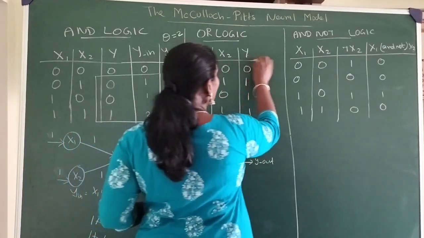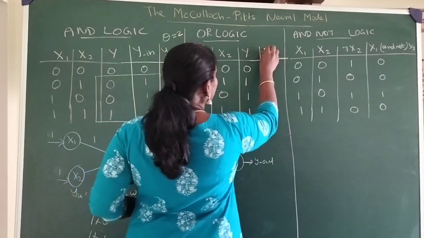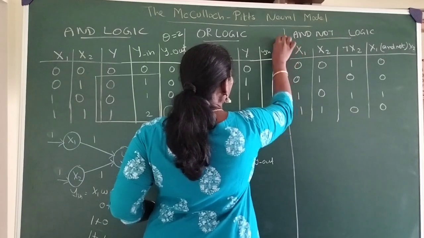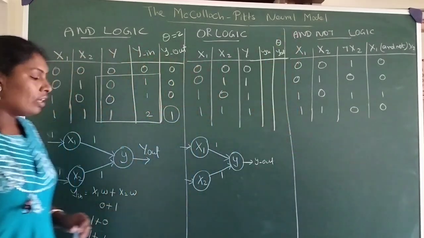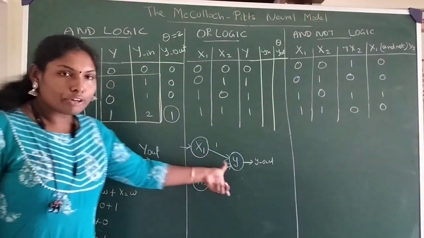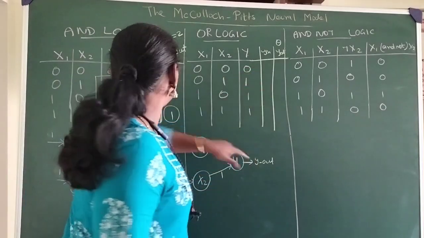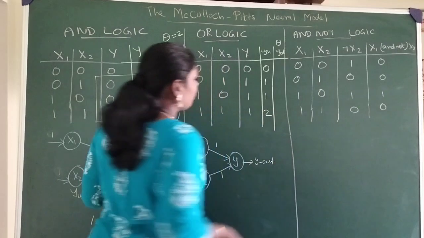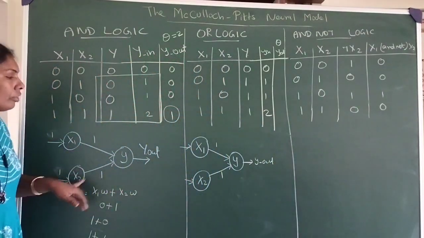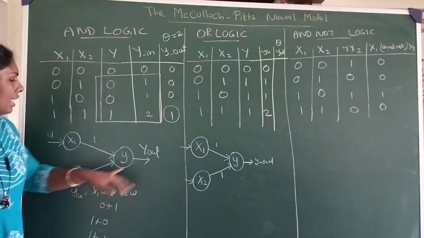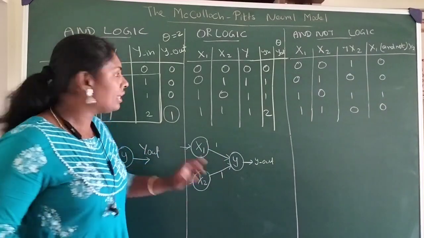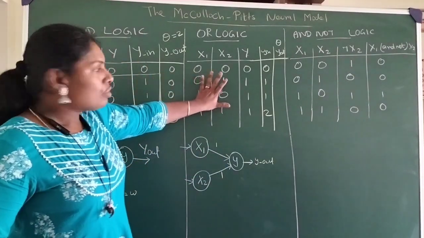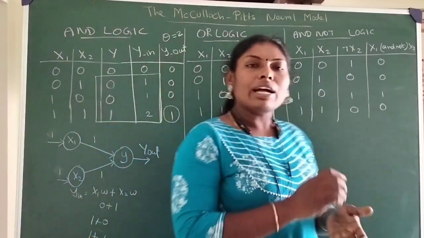What will be my y in? After that, we have to find the threshold. Since it is the same as the previous model, your y in is going to be the same. So I can take this as the y in, same as this. Since you have the same two neurons, weight is assigned as 1, weight is assigned as 1 over here, and the input pattern is also the same. So this is my y in value. Y in value is going to be common.